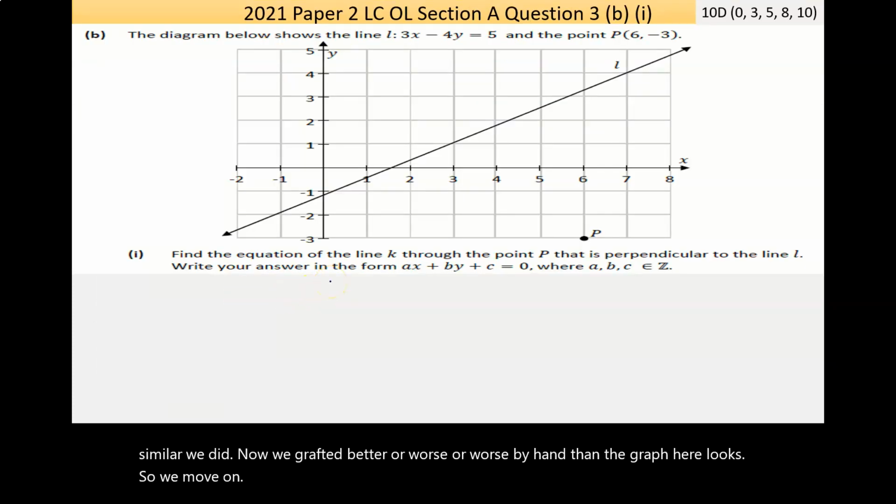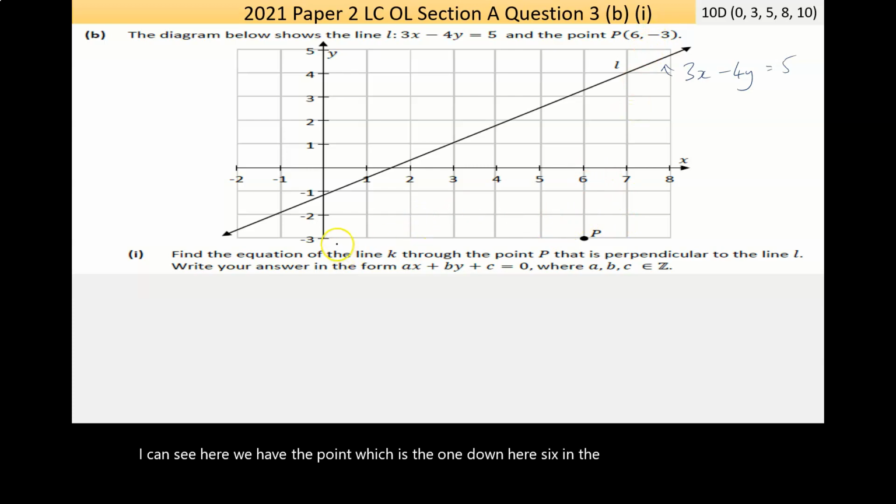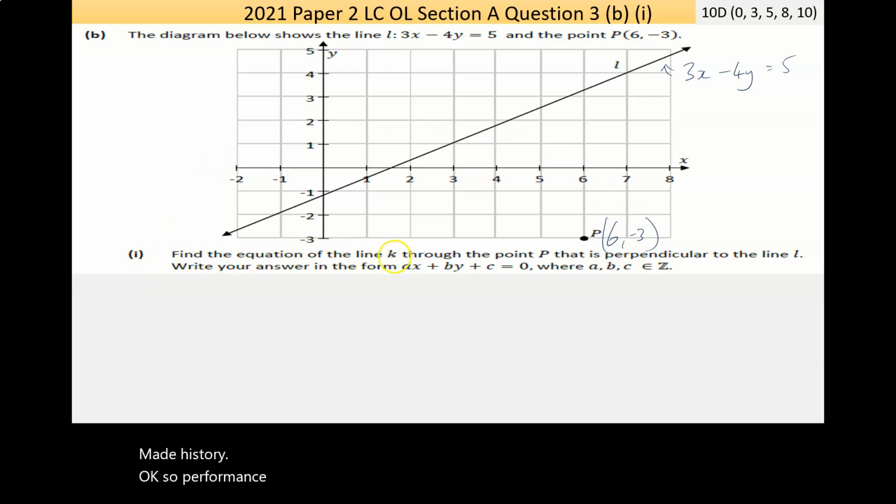Now part B here says the diagram below shows the line L. Okay, so this is it. It has the equation 3x minus 4y is equal to 5. And I can see here we have the point P, which is the one down here, 6 on the x, minus 3 on the y. So (6, -3). Okay, so part 1 then says find the equation of the line K.